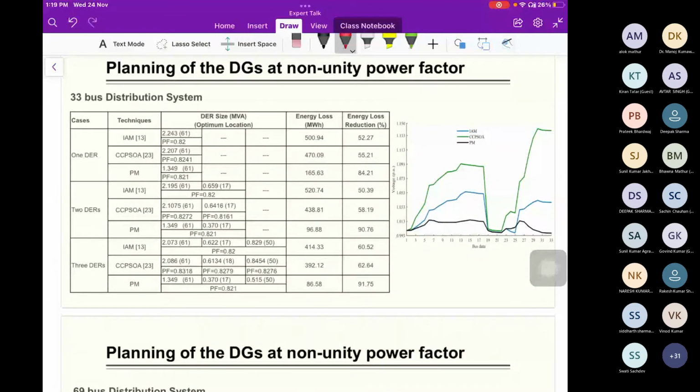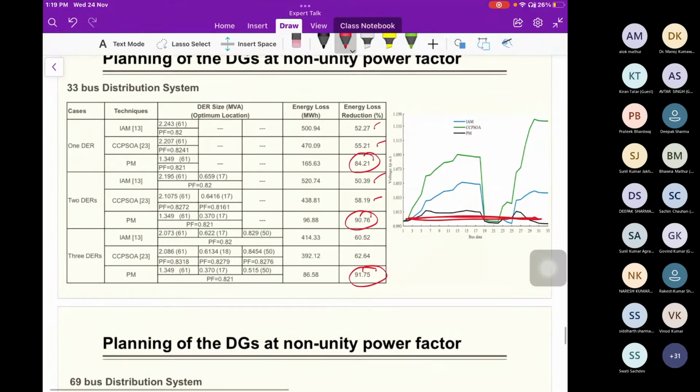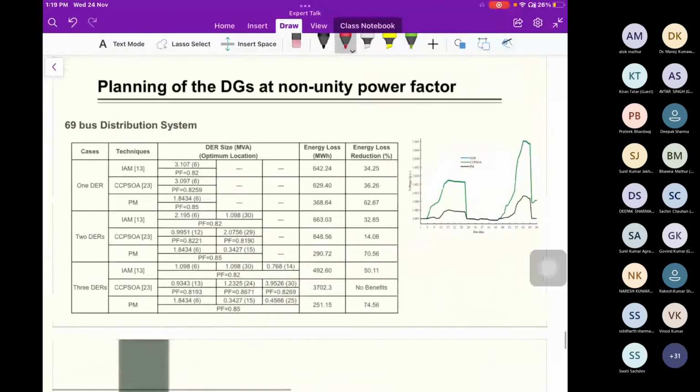So in these conditions, our algorithm gives 84, 90, and 91, while the other algorithm gives below 60%, and the voltage profile is also unity profile. And for the planning of the DGs at unity power factor, with 1 DG, 2 DG, and 3 DG, these are the proposed algorithm results, and in this condition, the losses are 62, 70, and 74%. And in this condition, the profile is also unity.